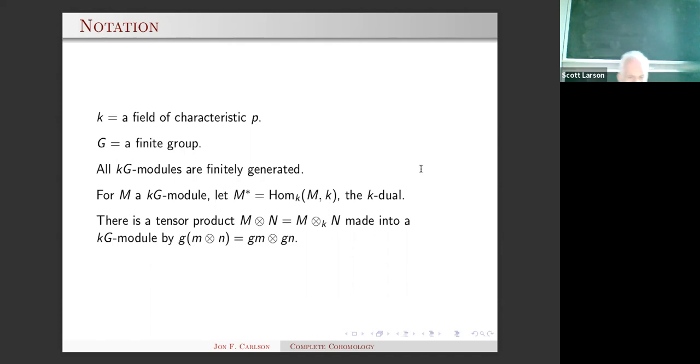For M a KG module, there is this dual M star, which is the Hom from M to K, and it is also a KG module with the group acting using the usual Hopf algebra structure. Because KG is a Hopf algebra, we also have a tensor product, and it's made into a KG module by the diagonal map. In other words, g times m tensor n is gm tensor gn, for g in the group and m and n in modules M and N.